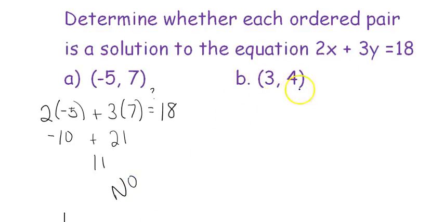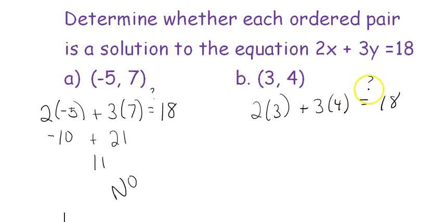And I come over here to B, and I'm going to check it the same way. I'm going to put 3 in for the X and 4 in for the Y. So 2 times 3 plus 3 times 4. And does that equal 18? So 2 times 3 is 6. 3 times 4 is 12. If I add 6 and 12, I do get 18. So yes, I do have a solution with 3, 4. What that means is this point actually falls on this line if you were to graph it. This point does not fall on this line if you were to graph it.